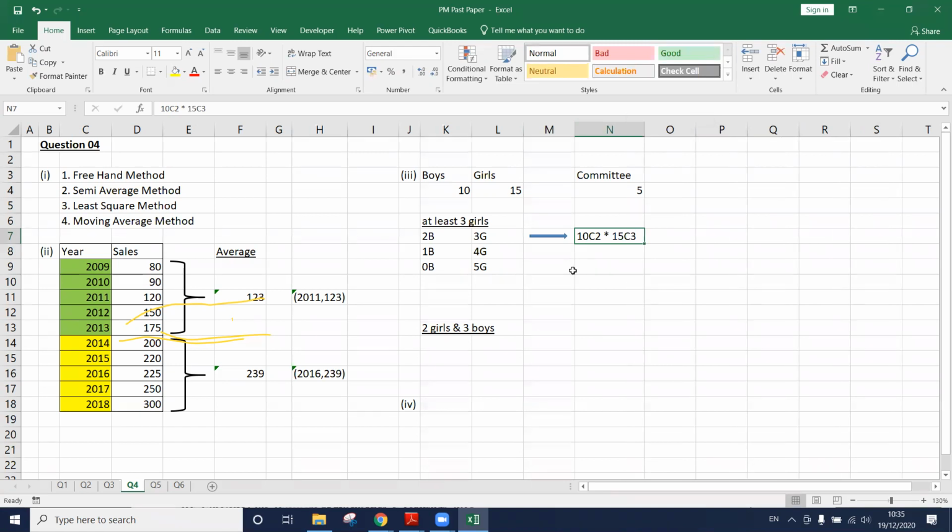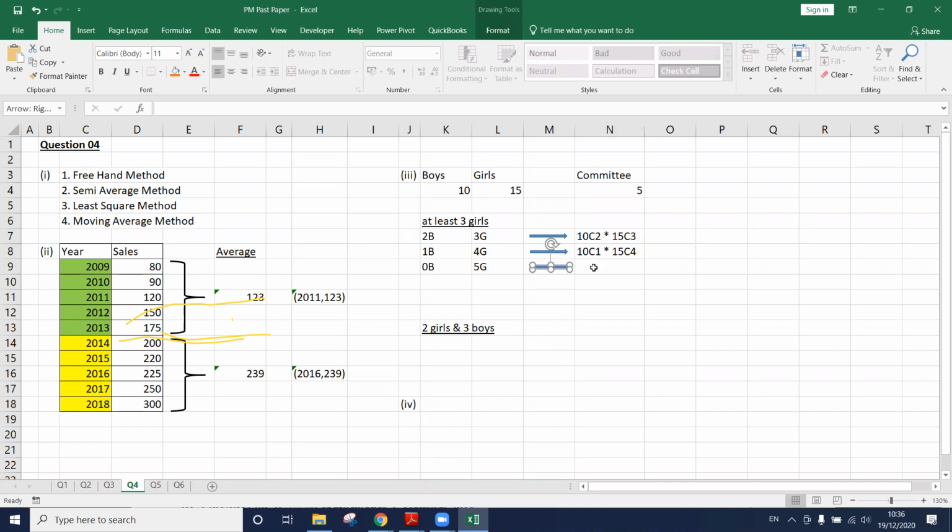In option number 2, how does this formula change? Out of 10 we need to select one boy, and out of 15 girls we need to select four girls. In option number 3, out of 10 boys we are not going to select anyone, 10C0, into out of 15 girls we are going to select all the 5, 15C5. Right. So what are the values here?